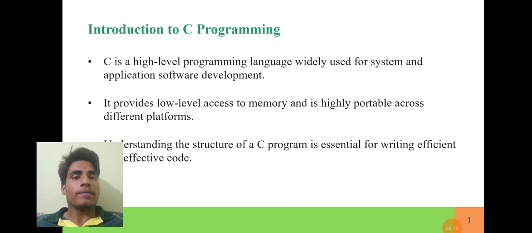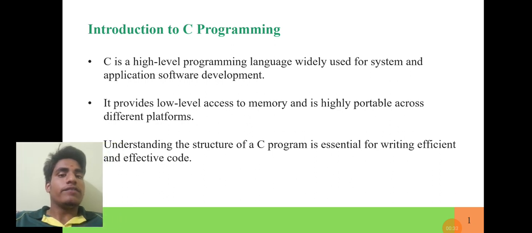Introduction to C programming. C is a high-level programming language widely used for system and application software development. It provides low-level access to the memory and is highly portable across different platforms. Understanding the structure of C program is essential for writing efficient and effective codes.